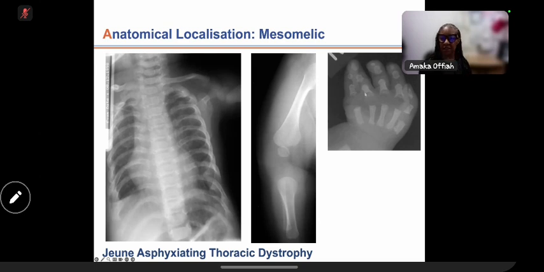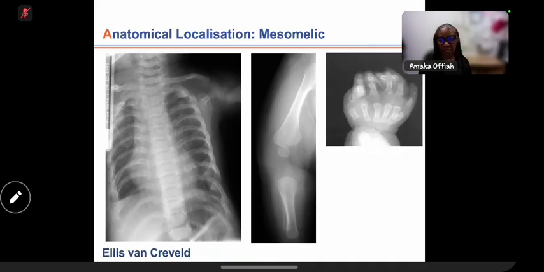They may get cone-shaped epiphyses, particularly in the hands, which we often forget to look for. And as I say, 10% of Jeunes have polydactyly. I very rarely have seen syndactyly in Jeune, compared to Ellis-van Creveld, where they get polysyndactyly 90% of the time. And then, of course, with EVC, they have the cardiac abnormality.